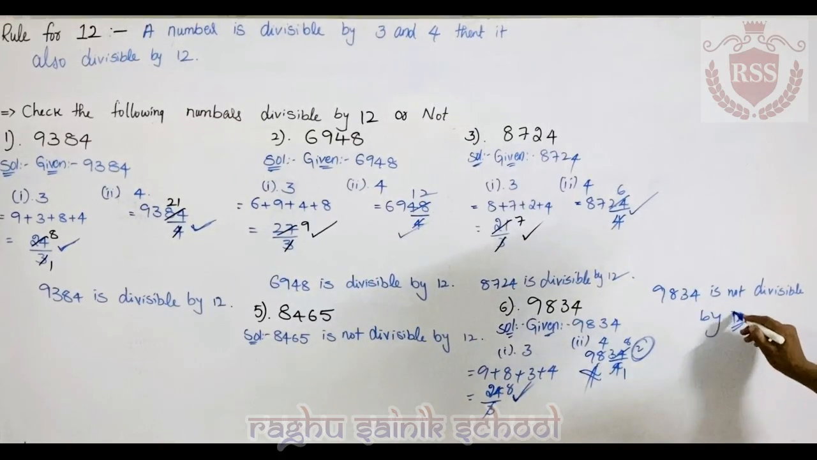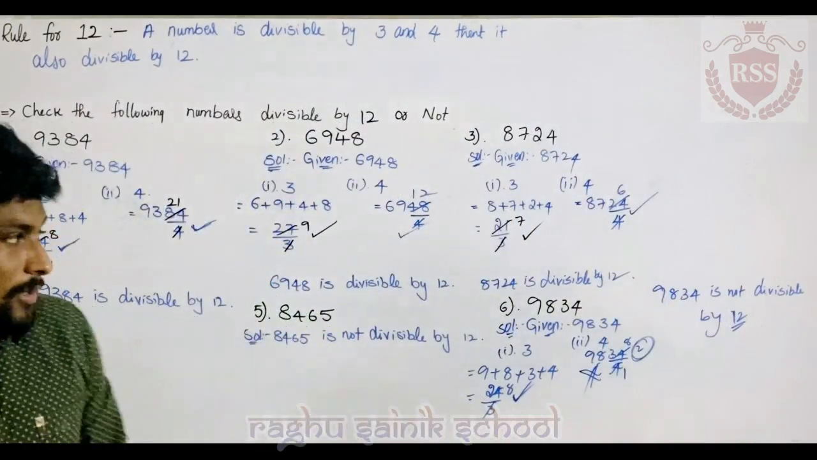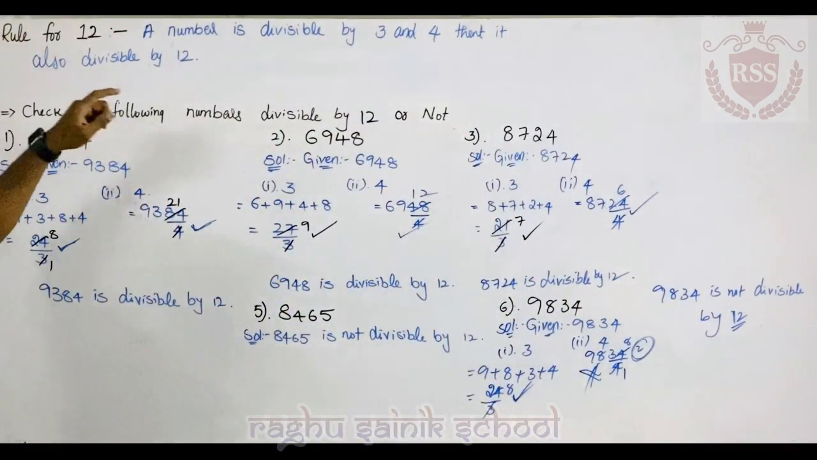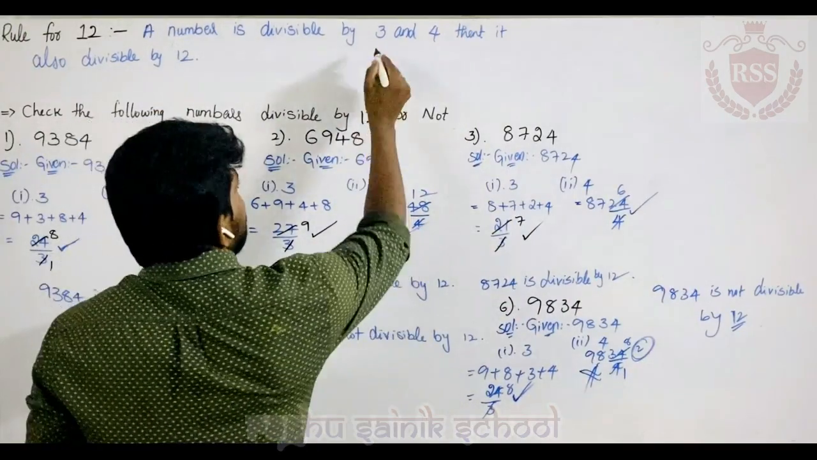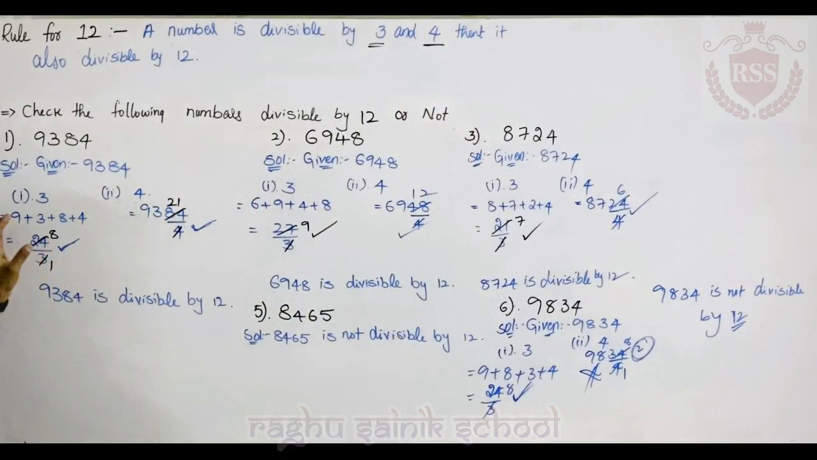12. That is the divisibility rule of 12. The first divisibility rule of 12 is what? The number must be divisible by 3 as well as 4. If the number is divisible by 3 and 4, then only it is divisible by 12. That is the divisibility rule of 12. Pause the video and note down all the problems.